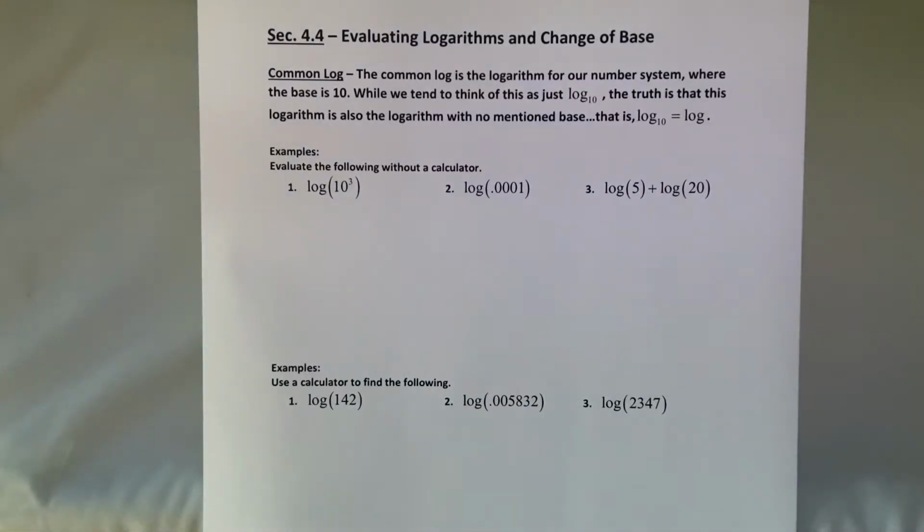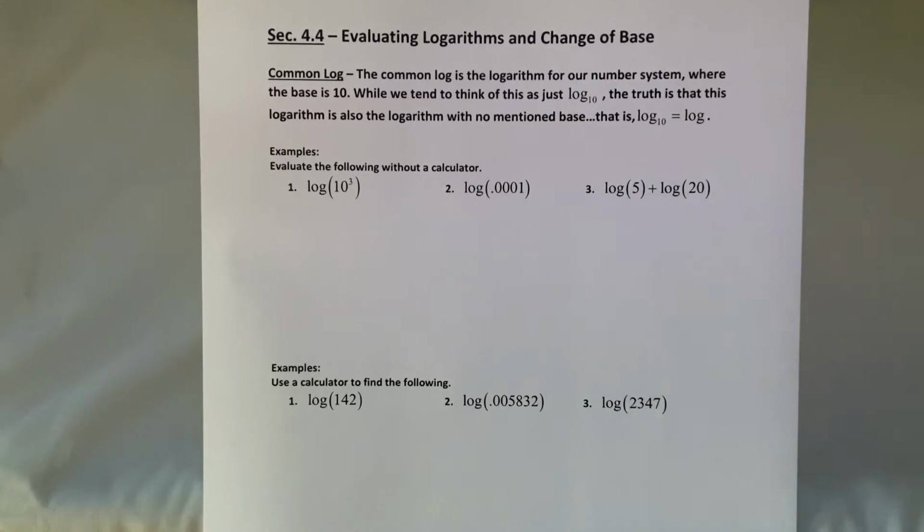Okay, 4.4 is evaluating logarithms and change of base. First thing we need to talk about, when you see a log without a base, the base of the log is 10. And the reason for that is the base of our number system is 10. Think about it, we have the ones place, the tens place, the hundreds place, the thousands place. Even on the decimal side, the tenths, hundredths, all of those are multiples of 10, which is why our number system is based on the number 10.